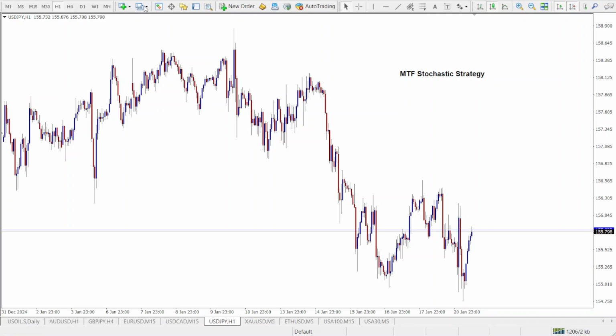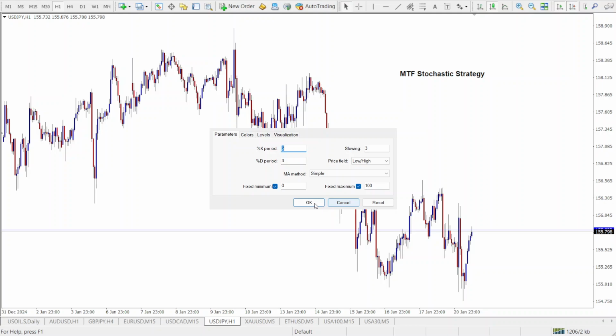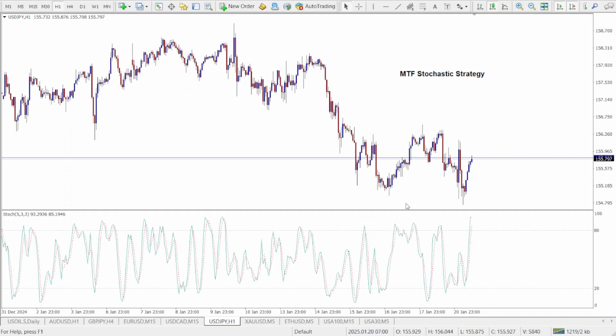I'm going to add the stochastic oscillator to the chart right away so that we can understand it better. You can see that the stochastic oscillator moves between 0 and 100, with values above 80 indicating overbought conditions and values below 20 showing oversold conditions. So by itself, the stochastic can give you signals of potential reversals or continuations based on where the price is in relation to recent price action. However, we can take this up a notch by adding multiple time frames to the mix.